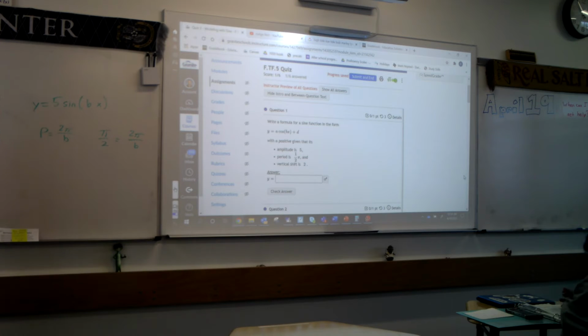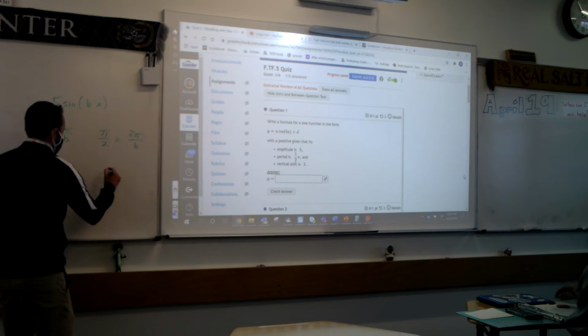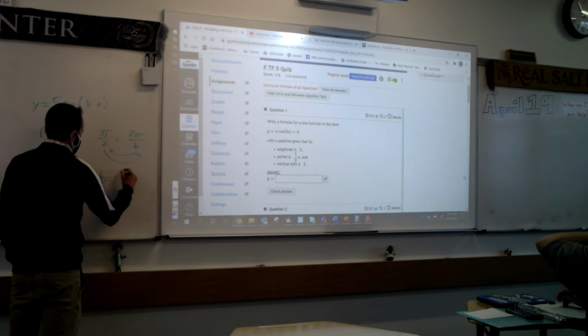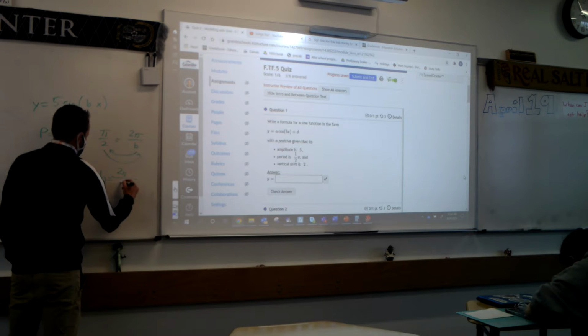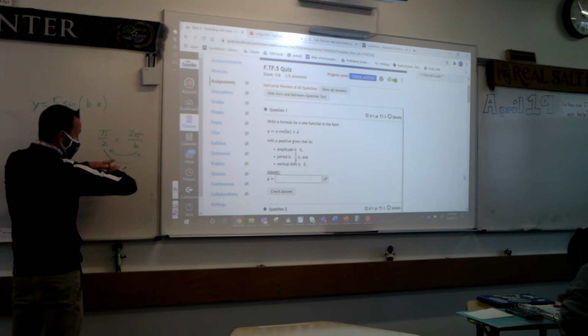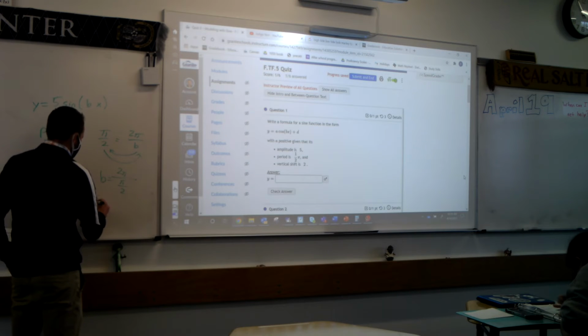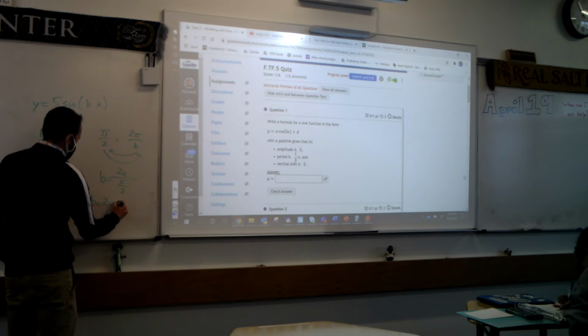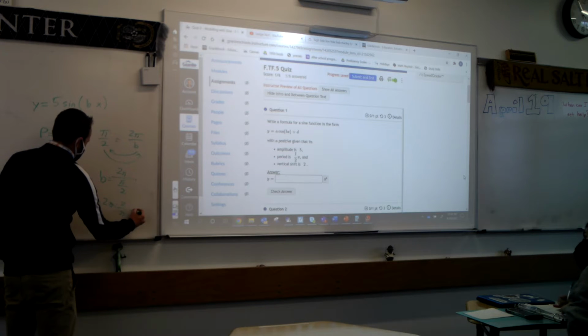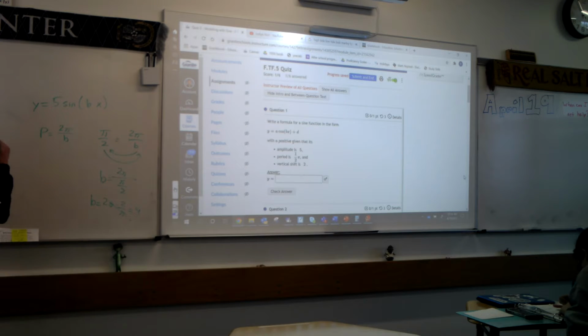So b is 2 pi divided by pi halves. If we keep change flip, what we end up getting is 2 pi times 2 over pi. The pi's cancel and that gives me 4. Now that's a great way of doing it.